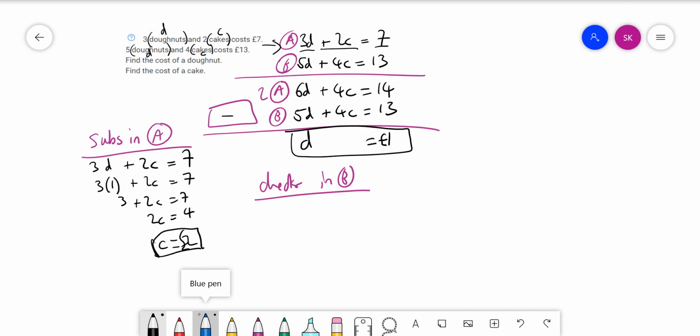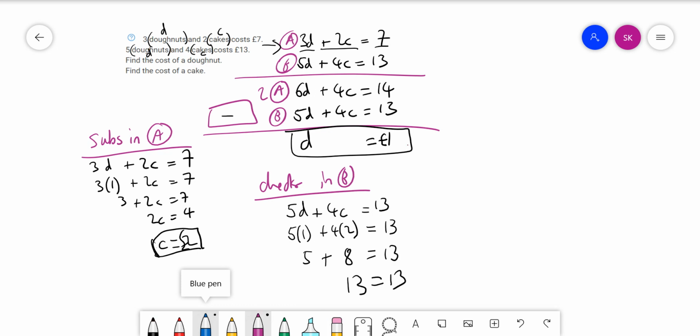Now the beauty of this method, let's check it in B. So instead of 5D plus 4C equals 13, substitute D for 1, substitute C for 2, and I've got 5 plus 8 equals, what's that about? And 5 plus 8 does equal 13, so I know I'm correct.